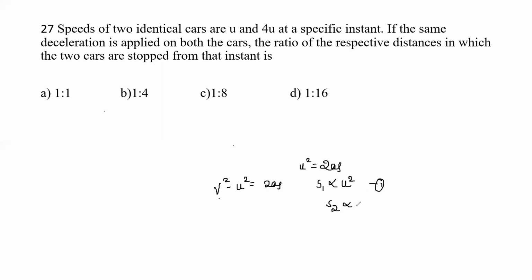Then we can write s2 is proportional to, so the second velocity is how much? It is given as 4u, whole square. This is your equation 2. So s1 is proportional to u square, s2 is proportional to 4u whole square. Then if you take the ratio, s1 by s2 is equal to u square divided by 4u whole square. This is equal to u square divided by 4 square, which is 16, u square. So u square will get cancelled. Therefore, I am getting 1 divided by 16 is equal to s1 by s2. That is nothing but 1 is to 16. Therefore, the correct option is option D. Option D is the correct option here.